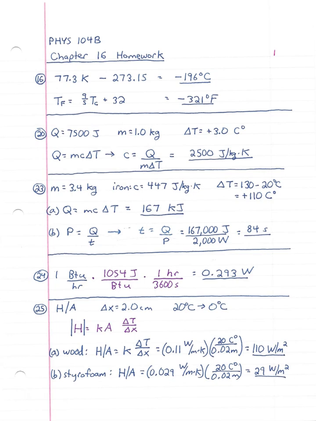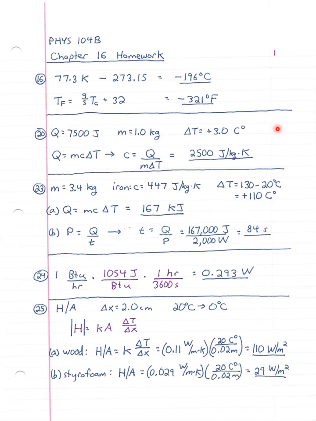We'll start with number 16. It says the normal boiling point of nitrogen is 77.3 Kelvin. Express this in Celsius and Fahrenheit. So for this, you're going to use the formula for Kelvin to Celsius. So 77.3 minus 273.15, you should get negative 196 degrees Celsius. And for Fahrenheit, we're going to go from Celsius to Fahrenheit, 9/5 Celsius plus 32, and you should get negative 321 degrees Fahrenheit.